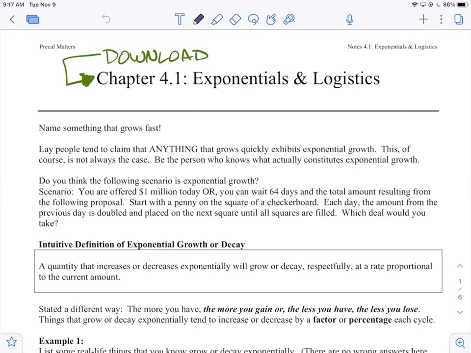So when you hear it on the news next time, the crime is increasing exponentially in this city. You're like, hey, wait a minute, buddy. Crime is increasing exponentially in this city? You mean to tell me that the more crime we have, the more crime we're going to get? Is that necessarily true? It could be if there was no law and order.